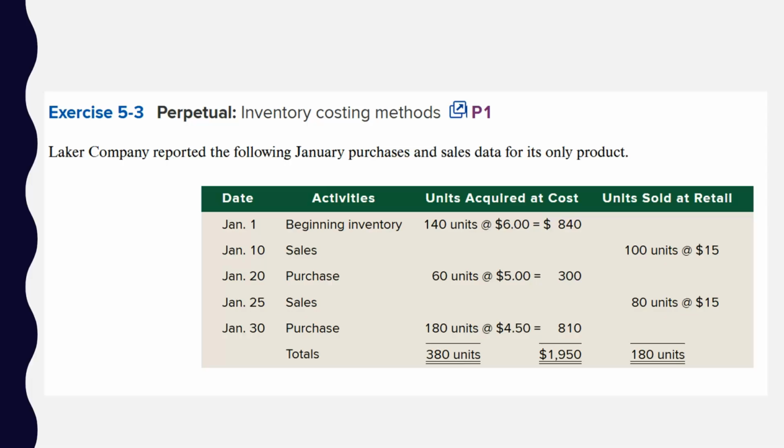Here we have Laker Company. They have transactions in January. At January 1st, they had beginning inventory of $840. On January 10th, they had a sale. January 20th, a purchase. January 25th, another sale. And January 30th, another purchase.